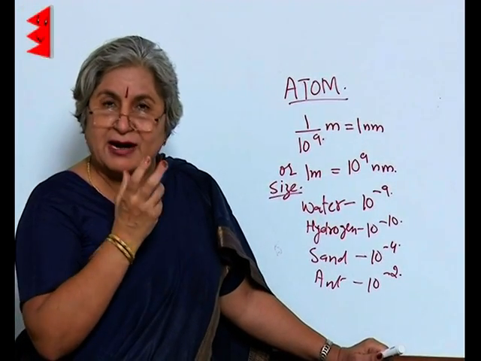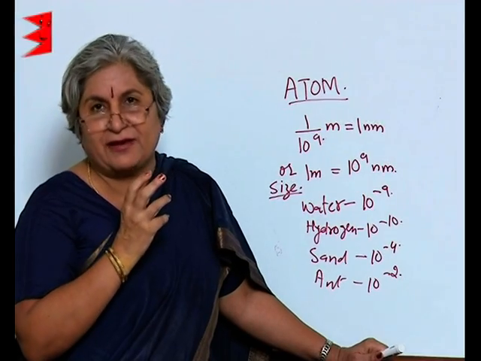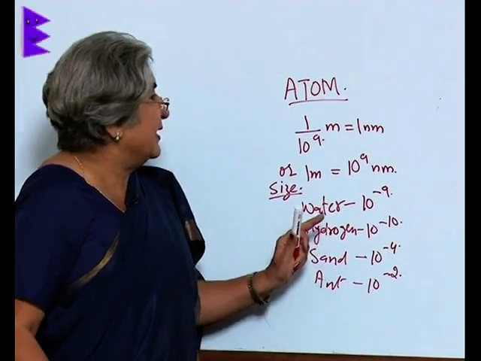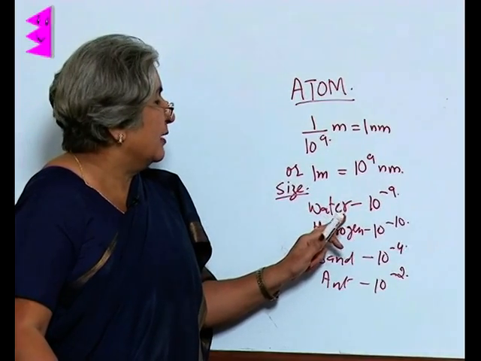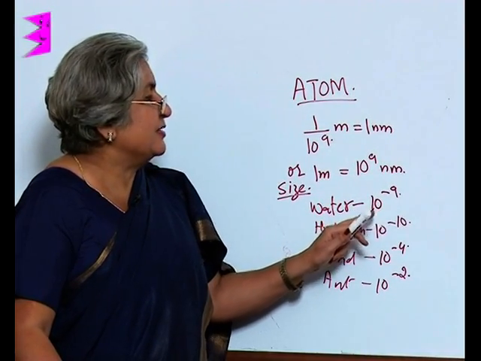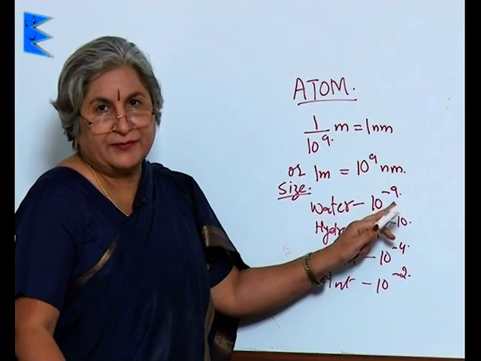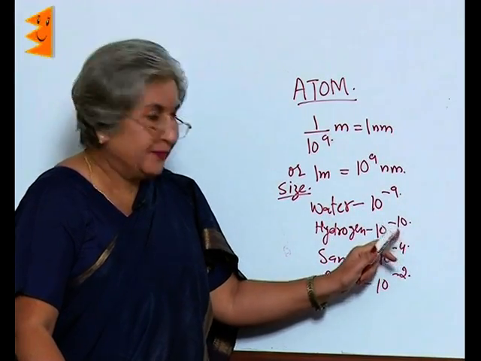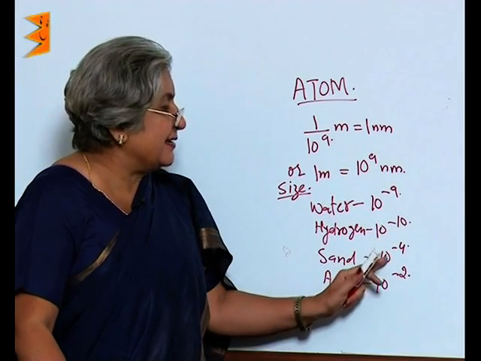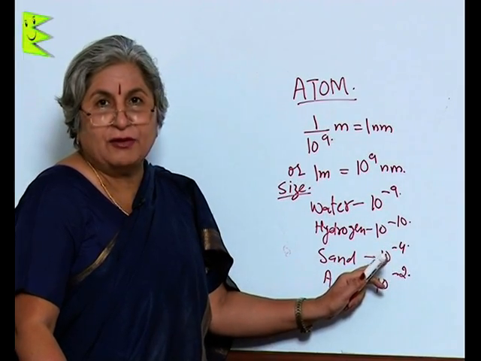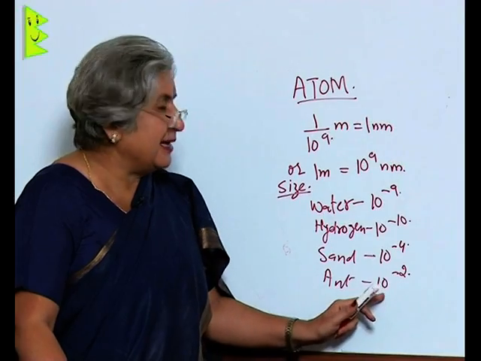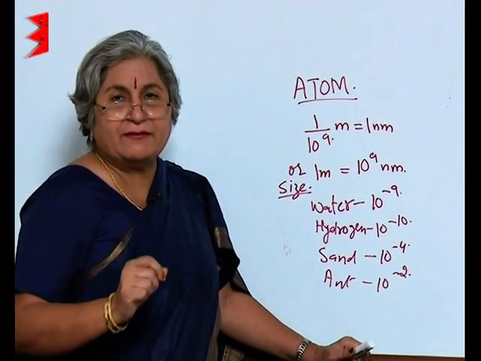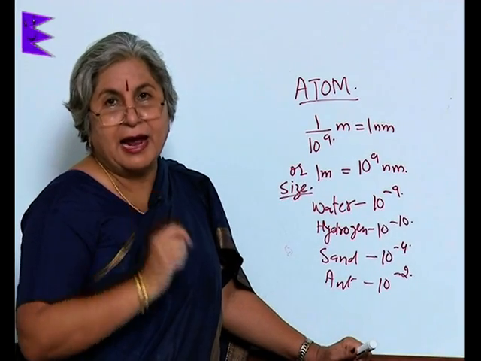If we try to understand the relative size of atom in terms of their radius, what we find is that in case of water, the radius is 10 raised to the power of minus 9. In hydrogen, 10 raised to the power of minus 10. Sand grain is 10 raised to the power of minus 4 and an ant 10 raised to the power of minus 2. How can we measure an atom?